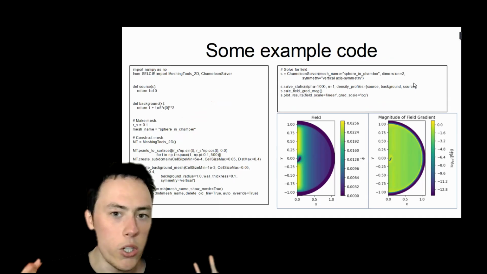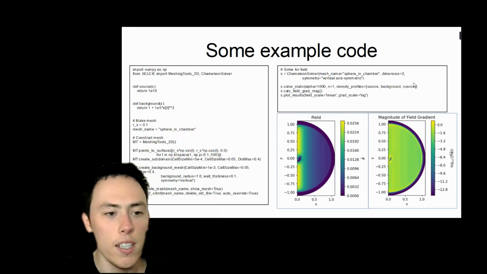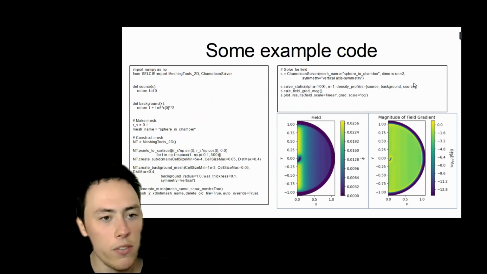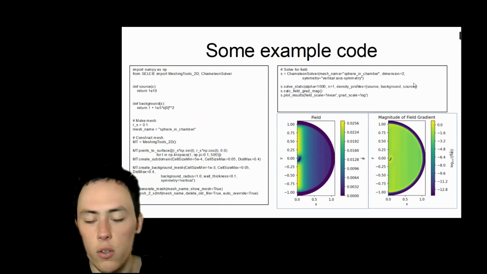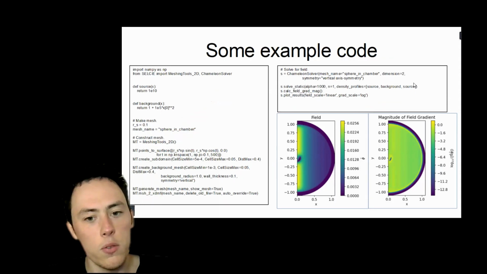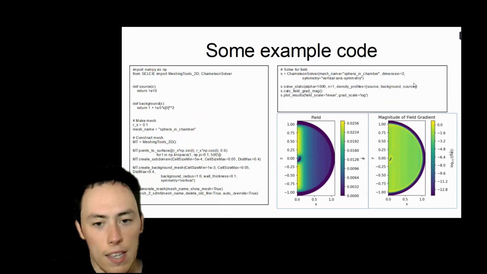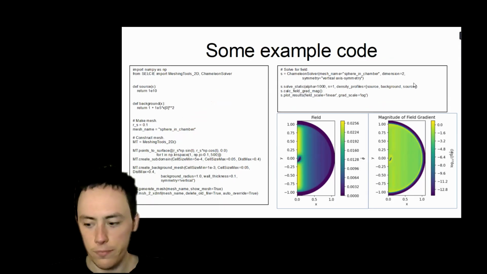For those who are allergic to code, don't worry. I've tried to make it very user friendly. So here is a complete example. If you copy and paste this code into Python, you generate these two plots. Here I'm also demonstrating the fact that you can assign functions as density profiles. So here the background density is a function of x.